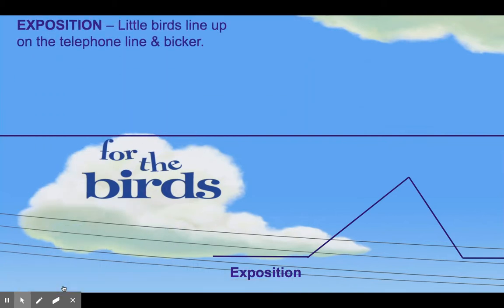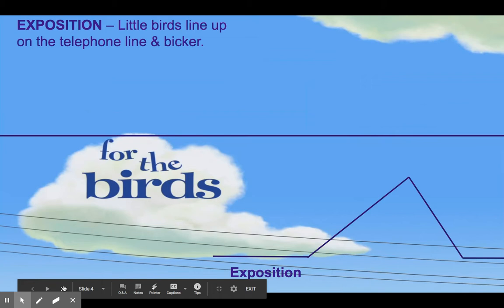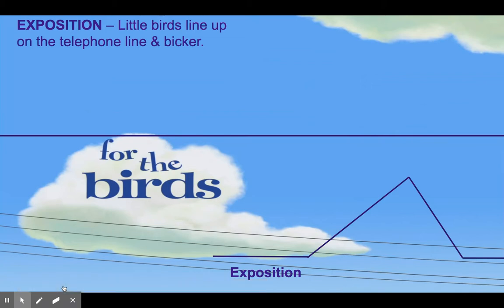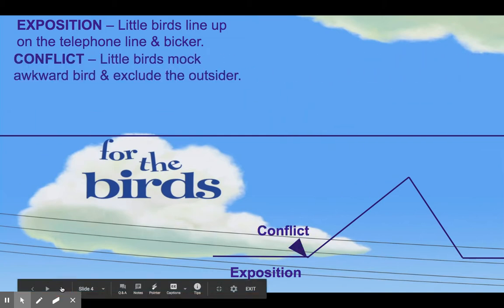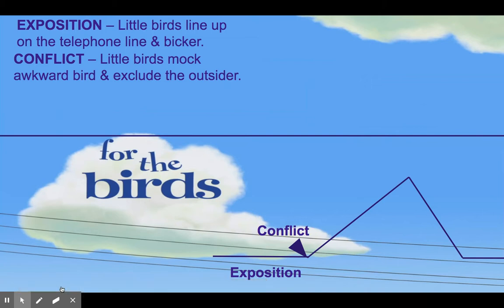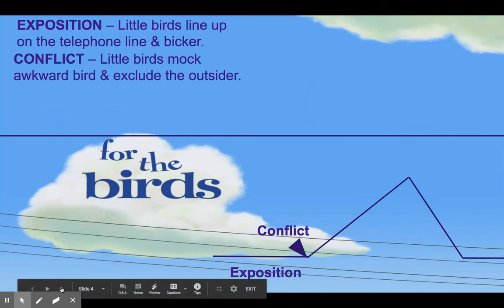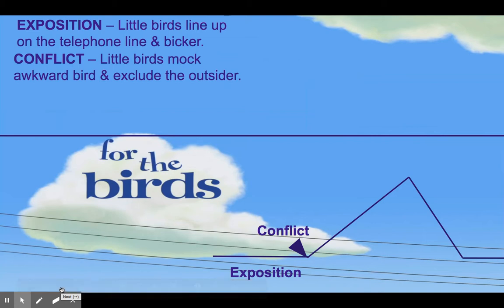So the exposition would be the little birds line up on the telephone line and bicker, right? We don't really have a time frame for this, but the setting is on the telephone line. Our conflict is the little birds mock the awkward bird and they exclude the outsider. So that's the conflict. They're kind of bullying him and he's kind of naive and innocent and doesn't realize it.